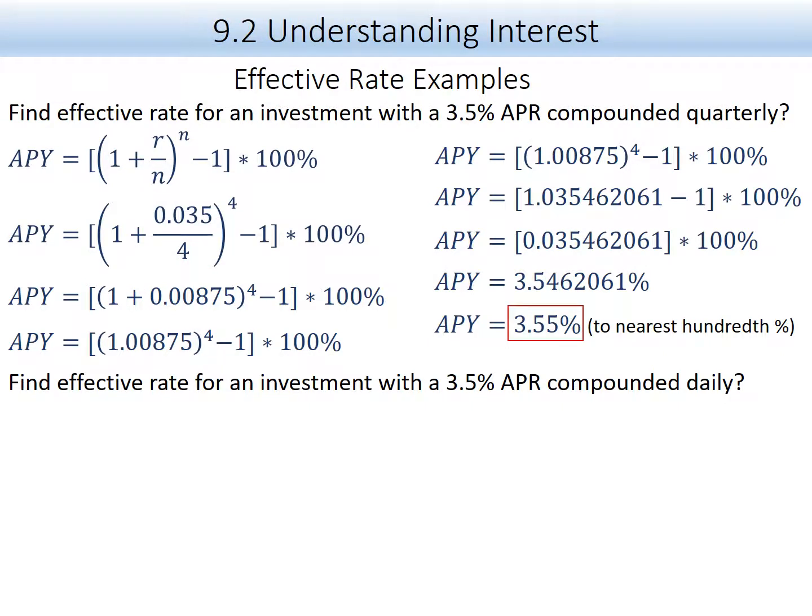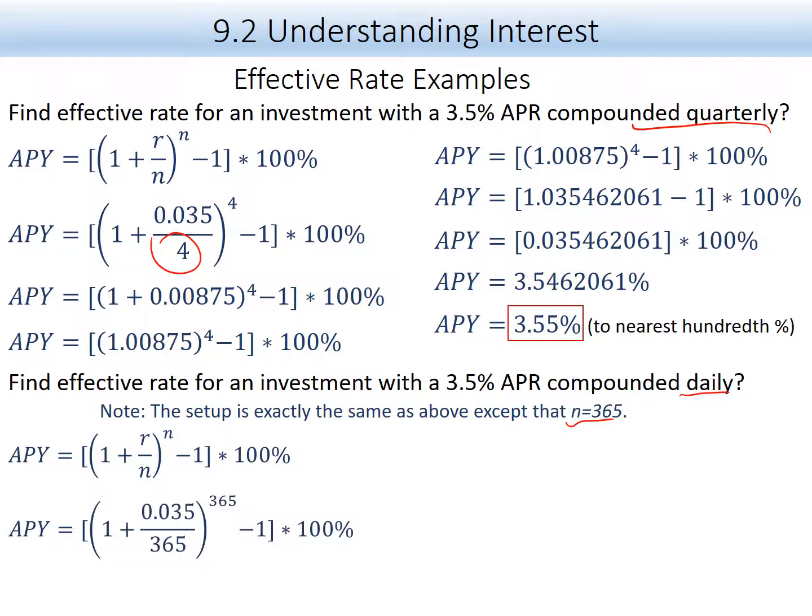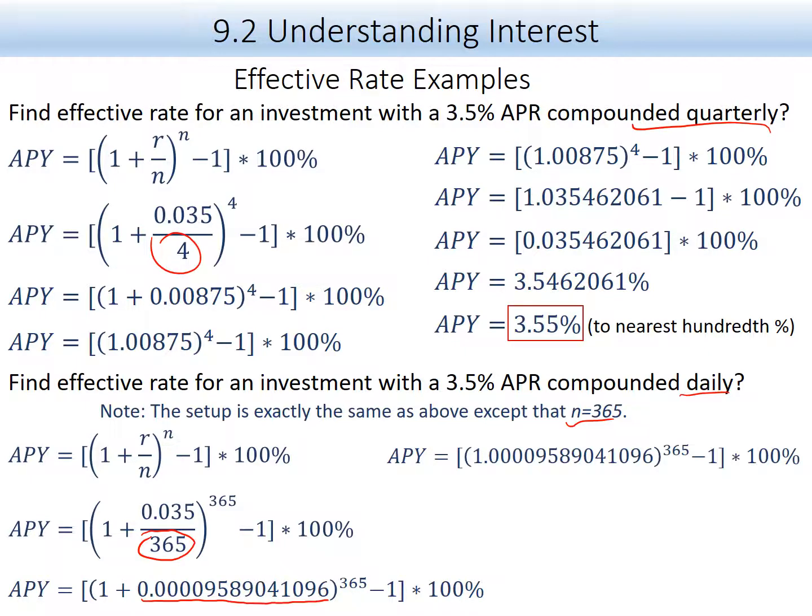Find the effective rate for an investment with a 3.5% APR compounded daily. What you need to think about here is that this is exactly the same problem. The only thing that changes is that the n being 4 up here is going to become daily, which is 365. It's the only thing that changes. So I won't belabor this, but everything is the same as in the previous calculation except the 365 replaces the 4. And when you divide 0.035 by 365, you're going to get this long decimal. You have to add 1 to it, and then raise it to the 365th power.